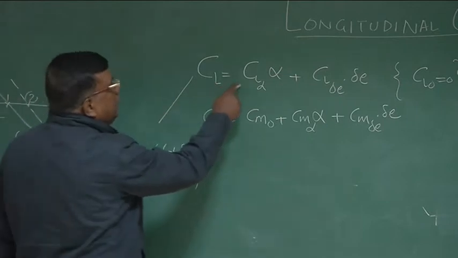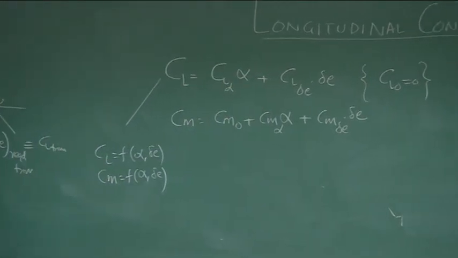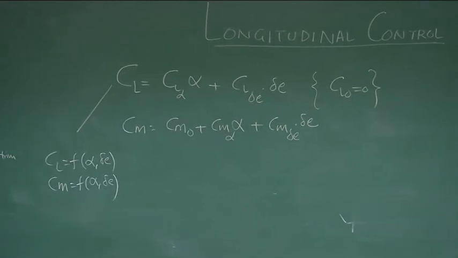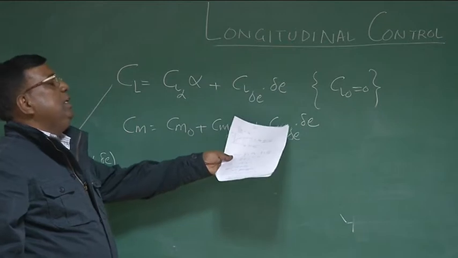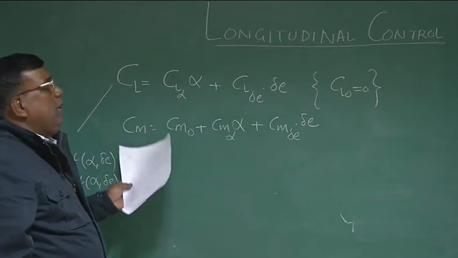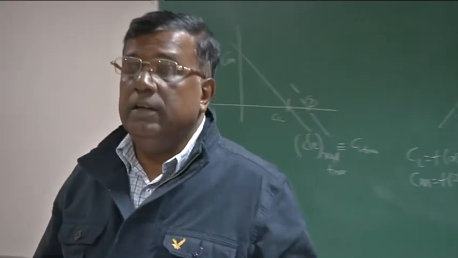So Cl I have expanded in a linear way, Cl alpha into alpha plus Cl delta E into delta E. Similarly, I can write Cm alpha into alpha, Cm delta E into delta E. But Cm naught we cannot neglect because Cm naught is a very stringent condition to ensure that the airplane has a positive angle of attack trim, that is Cm naught should be greater than 0.